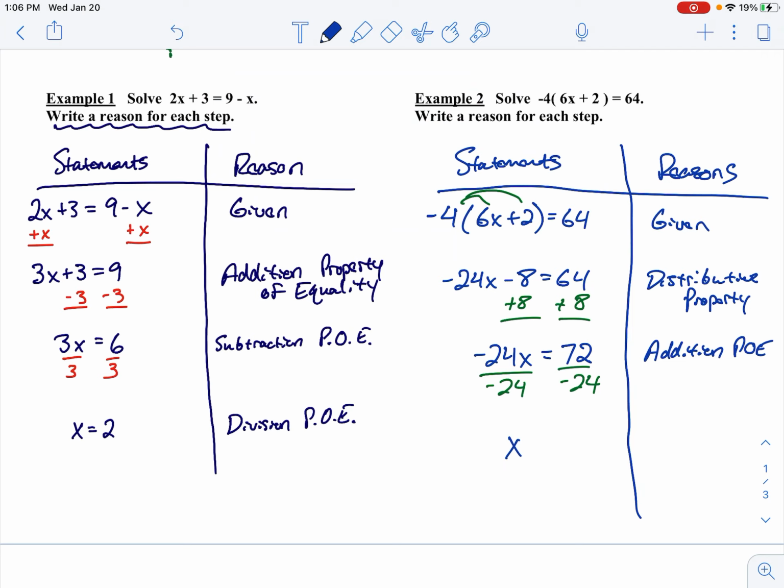And we get x equals -3, a good old division.